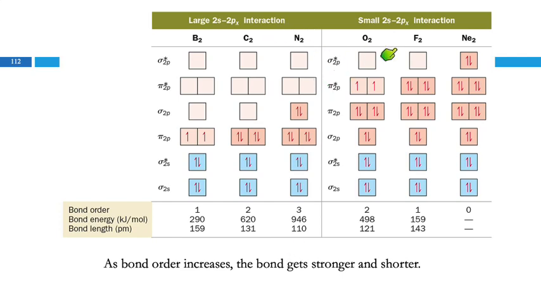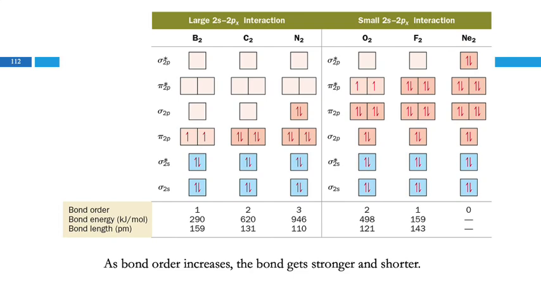After nitrogen, we get to the regular order where we have the sigma 2p being lower in energy than the pi 2p. So oxygen, 6 valence electrons each, so we've got 12: 1, 2, 3, 4, 5, 6, 7, 8, 9, 10, 11, 12. And then fluorine and neon.